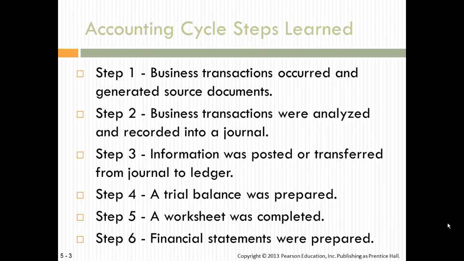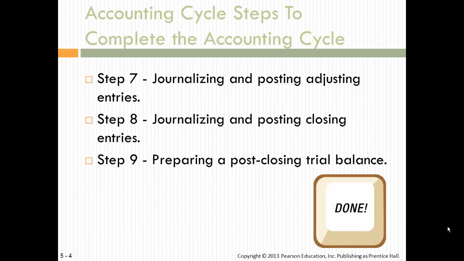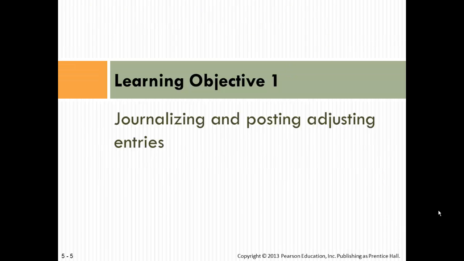Here are the steps to the accounting cycle's steps learned. Step 1 was business transactions occurred and you generated source documents. Step 2 is business transactions were analyzed and recorded in a journal. Step 3 was information was posted or transferred from the journal to the ledger. Then you created a trial balance in Step 4, a worksheet was completed in Step 5, and then financial statements are prepared. Step 7 is journalizing and posting adjusting entries. Step 8 is journalizing and posting closing entries, and then preparing the post-closing trial balance. These are great steps to put on flashcards if you're making manual flashcards.